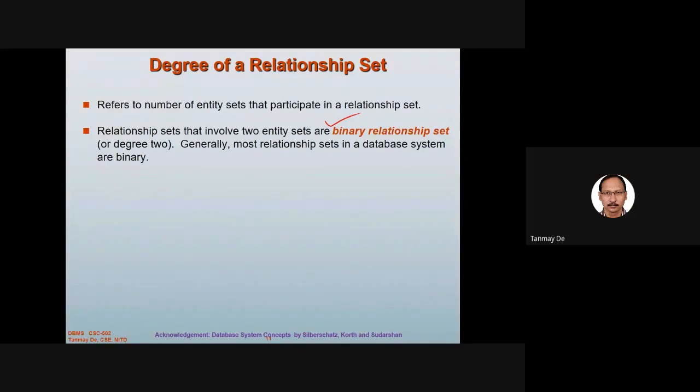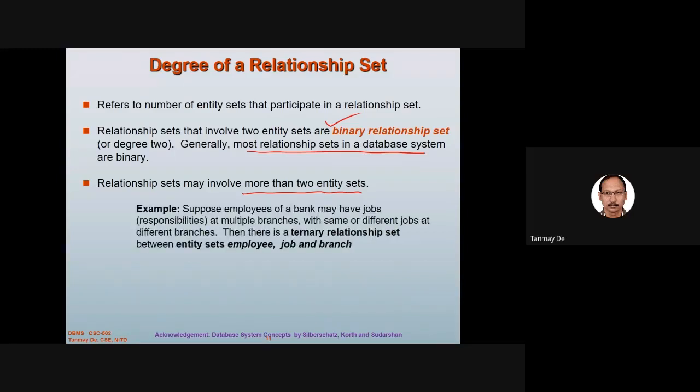Generally, most of the relationship sets in database systems are binary, though they may involve more than two entity sets. For example, suppose an employee of a bank may have a job or responsibility at multiple branches. Suppose one employee works in an SBI branch, say the RE College branch, which is inside the NIT campus.